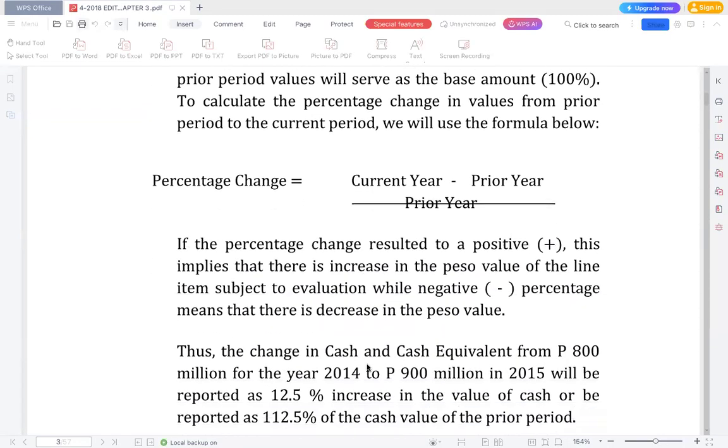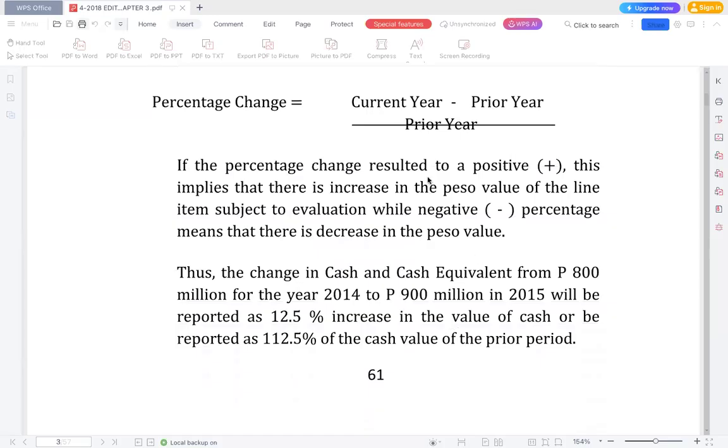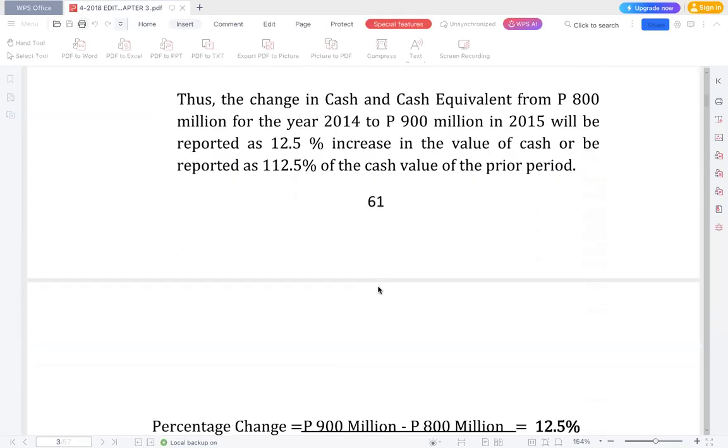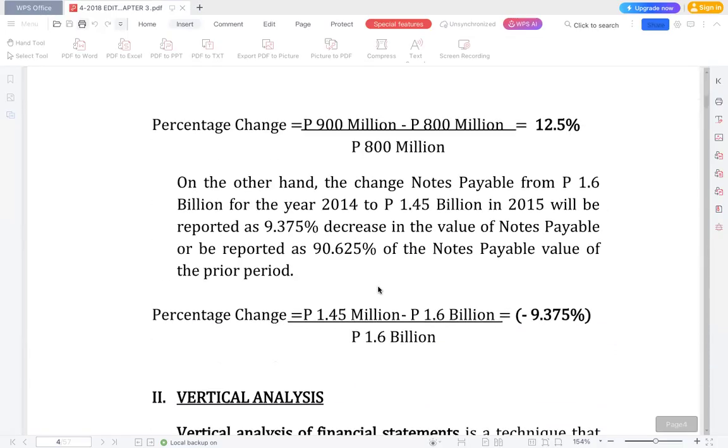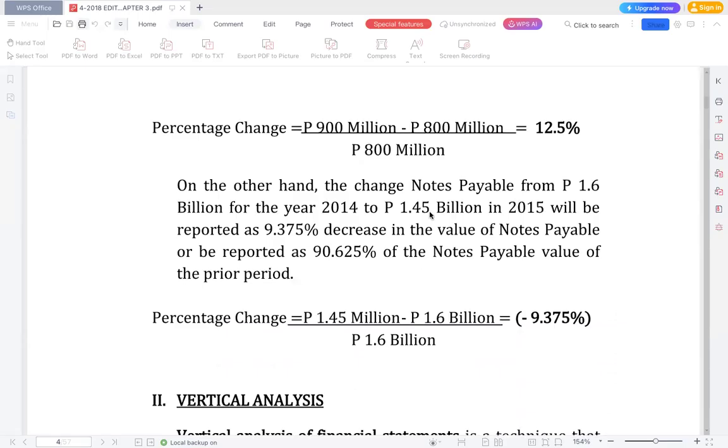So this is how we compute the percentage change. We have the prior period versus the current period, divided by the prior period. Say, for example, as to cash and cash equivalent, we have 800 million for year 2014 and 900 million for 2015. So there is a reported 12.5% increase in the value of cash, or 112.5% of the cash value of the prior period. So this is how we compute the percentage change.